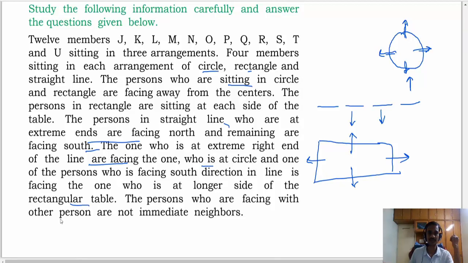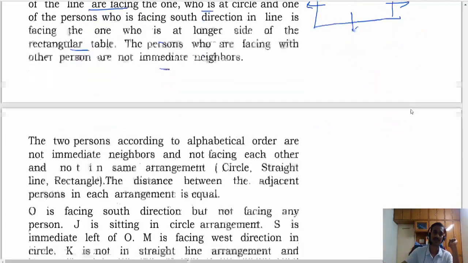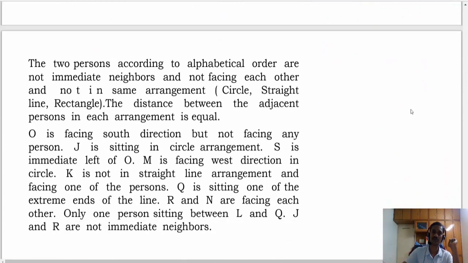The persons who are facing each other are not immediate neighbors. Immediate neighbors అంటే meaning ఏం చెప్పండి, according to this one, not in the alphabetical order. That's what we mean by persons facing opposite. వీళ్ళిద్దరూ పక్క పక్క లెటర్స్ అయితే కాదు, వీళ్ళిద్దరూ పక్క పక్క లెటర్స్ అయితే కాదు. That's what he means by. And again, the two persons according to alphabetical order are not immediate neighbors and not facing each other in the same arrangement. Okay, not facing each other in the same arrangement.